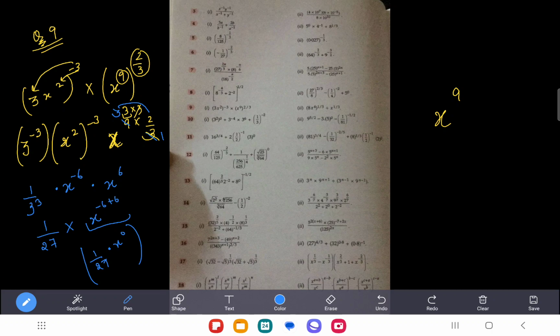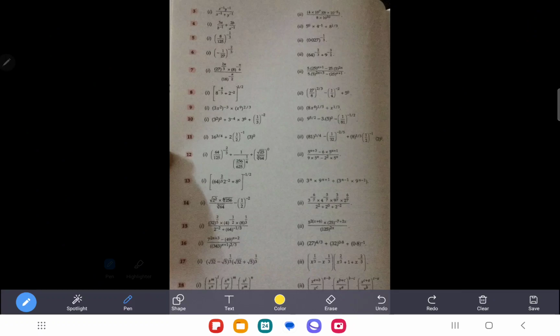So the answer is going to be 1 over 27. Correct. 1 over 27, that would be my answer. Understood or not? Understood. All right. So that's one question.